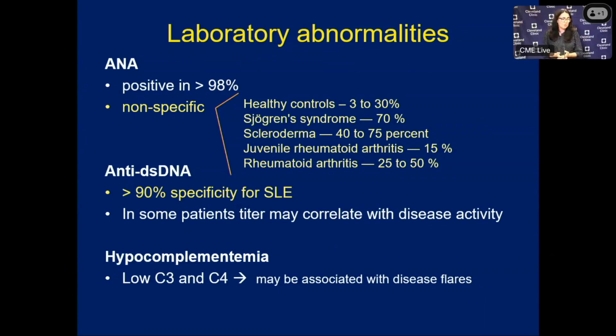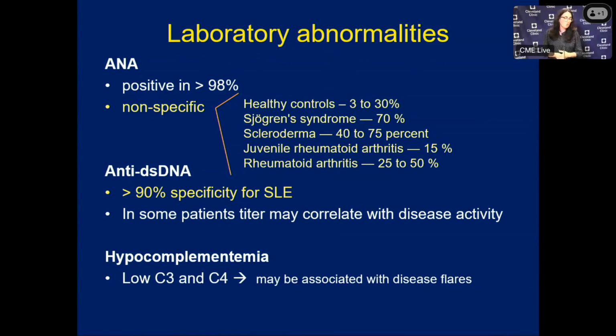The anti-double-strand DNA is in a way more helpful because it's more specific for lupus, but not as sensitive, and a large number of patients may not have it positive. In some patients, the titer of this test can correlate with disease activity, especially renal disease, but it doesn't happen to all patients, so it needs to be individualized.